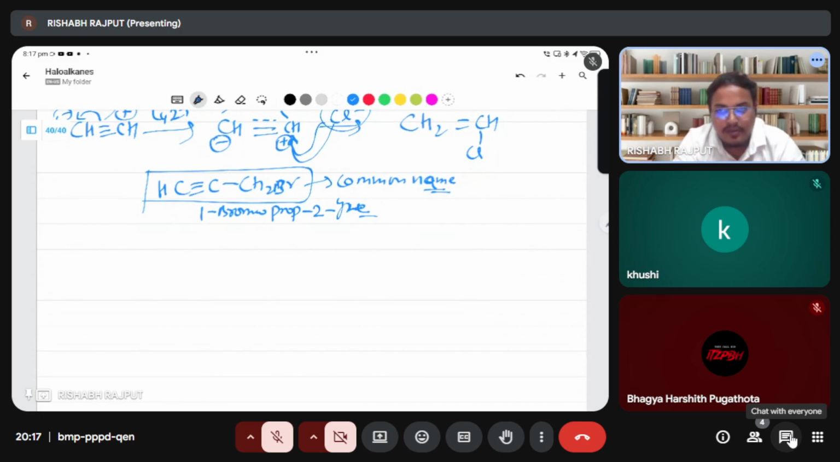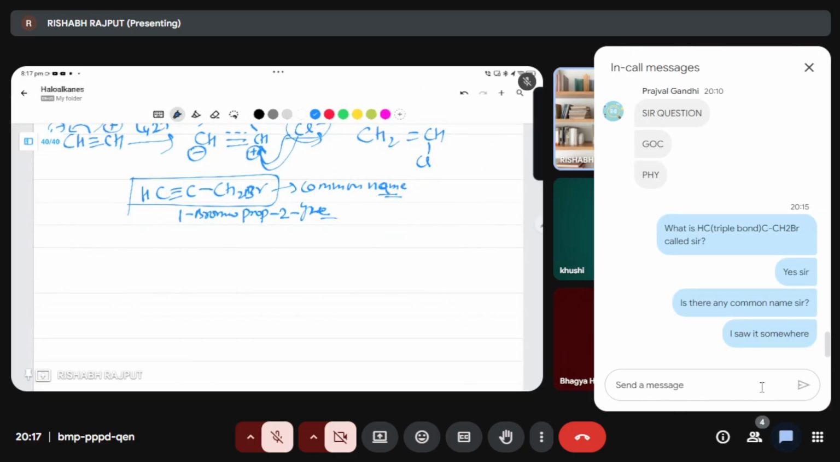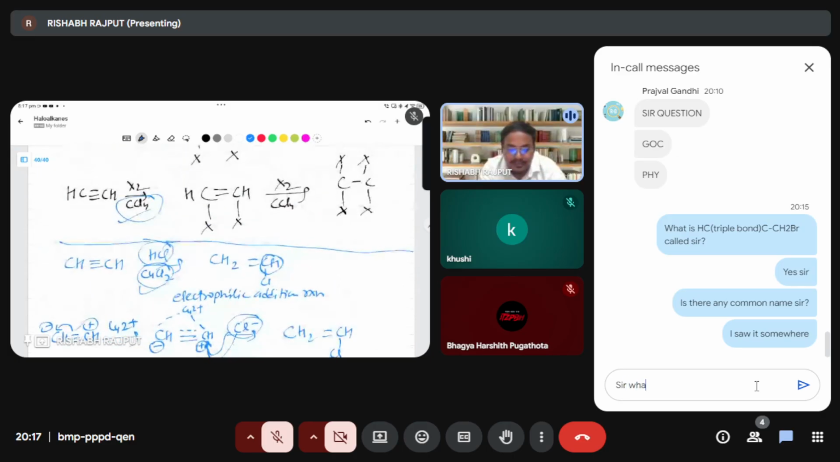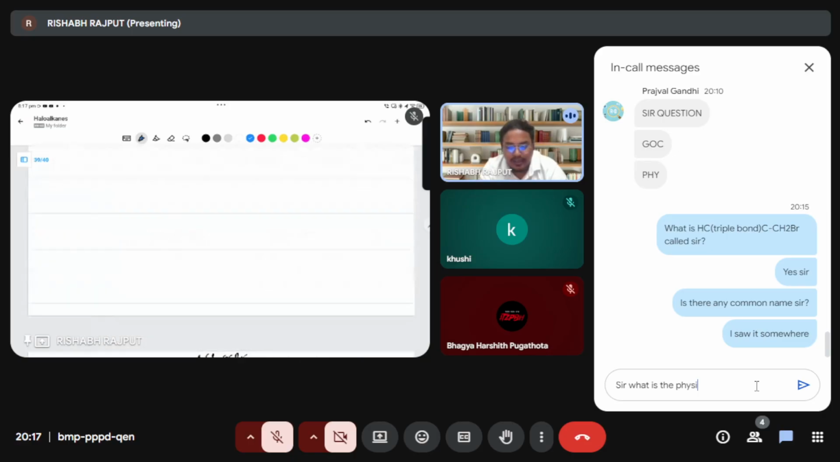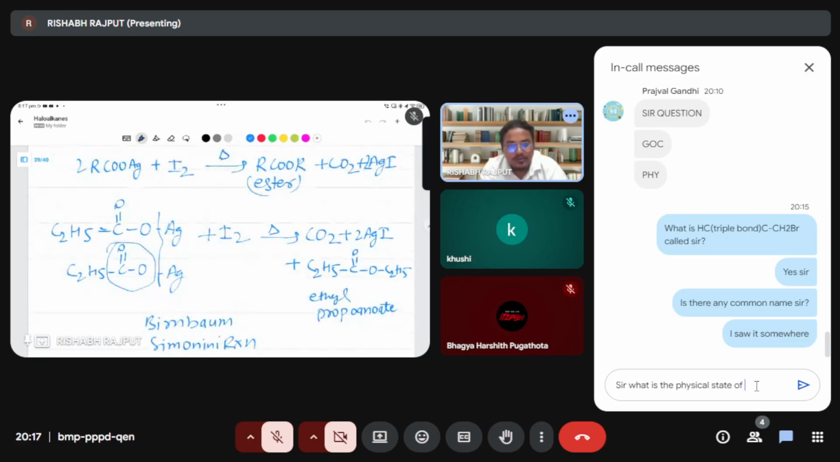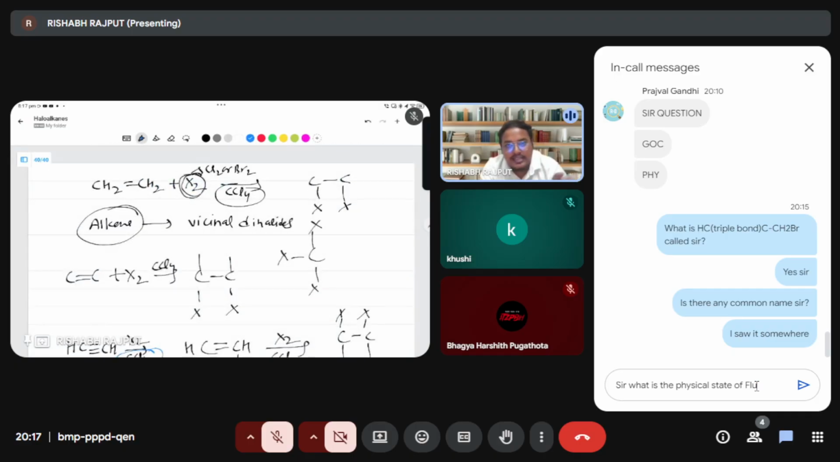I will share the notes in 5 minutes. This one page I will edit, and tomorrow morning I will send it. The remaining notes I will send also, don't worry. And alkyl substitution also I will send you.